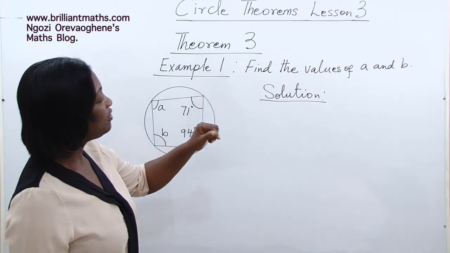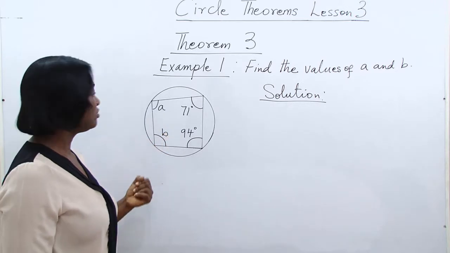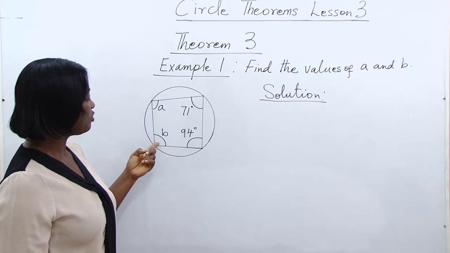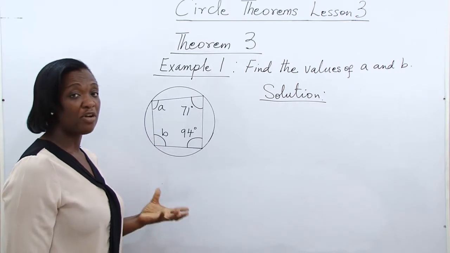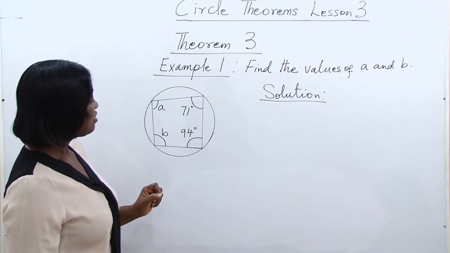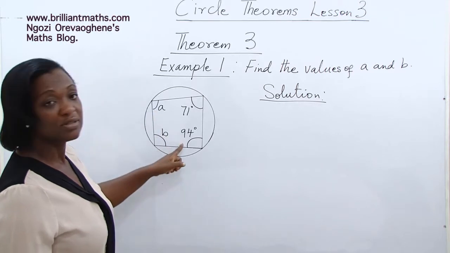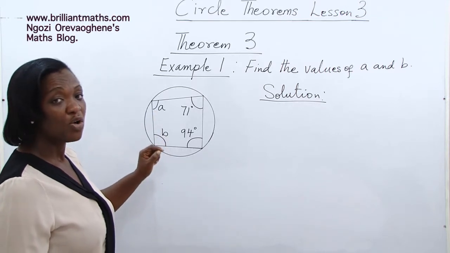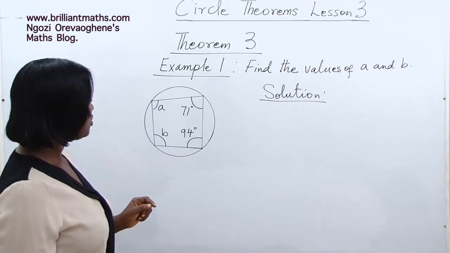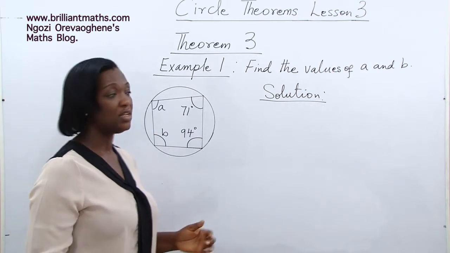Example 1. Find the values of A and B. We have a cyclic quadrilateral, and we're supposed to find the values of angle A and angle B. Based on the theorem we just proved, we learned that the opposite angles of a cyclic quadrilateral are supplementary. So we're saying that A plus 94 should add up to 180 degrees.